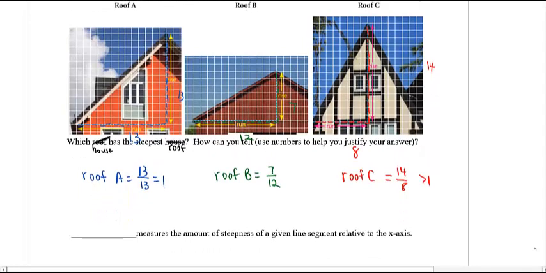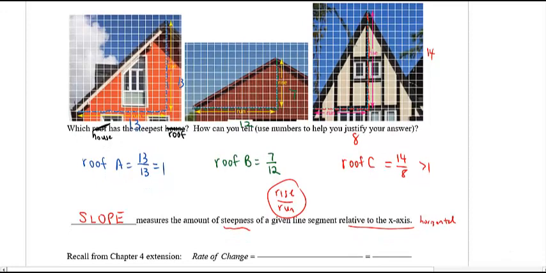And we have a special term for this. This ratio, which is called rise over run, that's what you see in the notes here, is defined as slope. So slope measures the amount of steepness of a given line segment relative to the x-axis. So always relative to the horizontal. How steep is it measured from the horizontal?